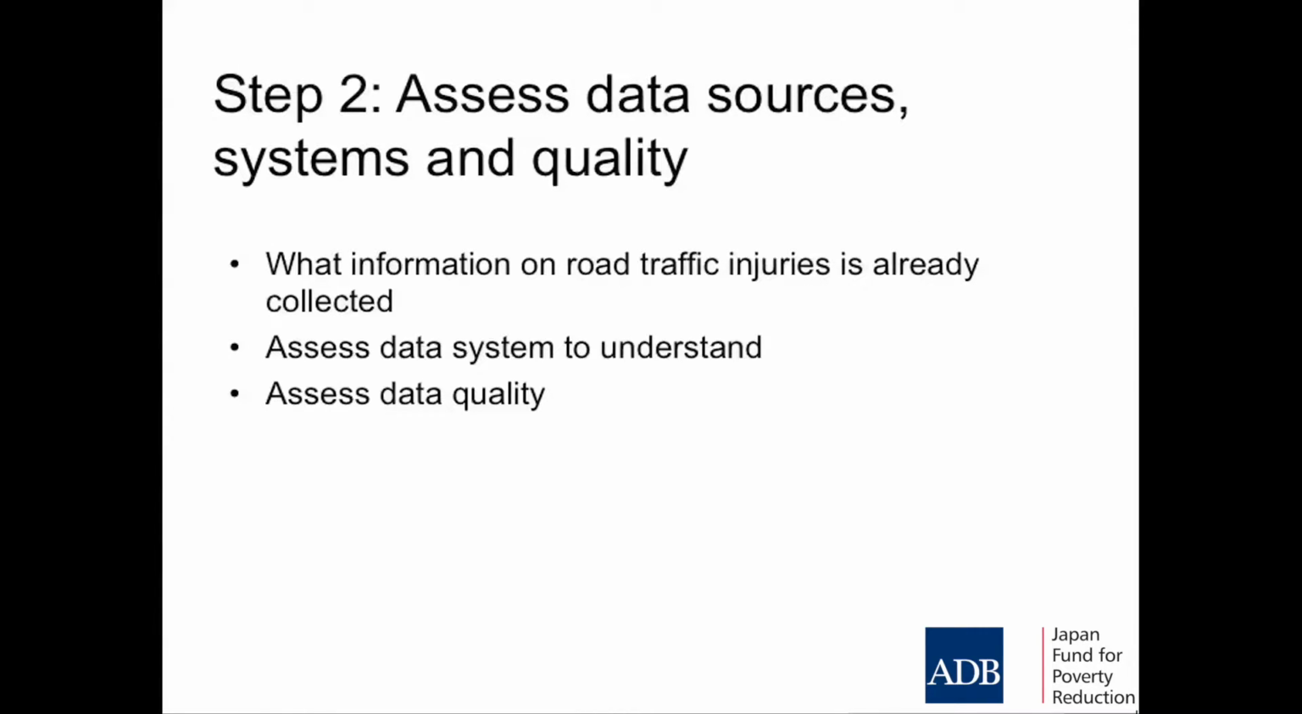Step 2 is to assess the data sources, the systems that are available. So this is the database systems that are available and the quality of information. We want to know what information on road injuries is already collected. And we've heard already that there are many agencies, health, police, I think there are others, insurance companies, other organisations, road agencies, all involved in collecting information. If we're all collecting the same information, this may be a waste of resources, so we need to coordinate at least and understand what people are doing.